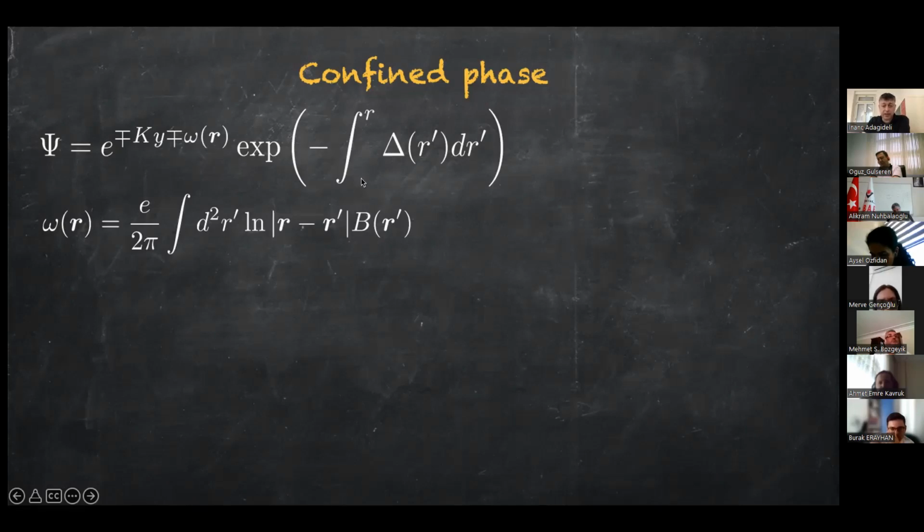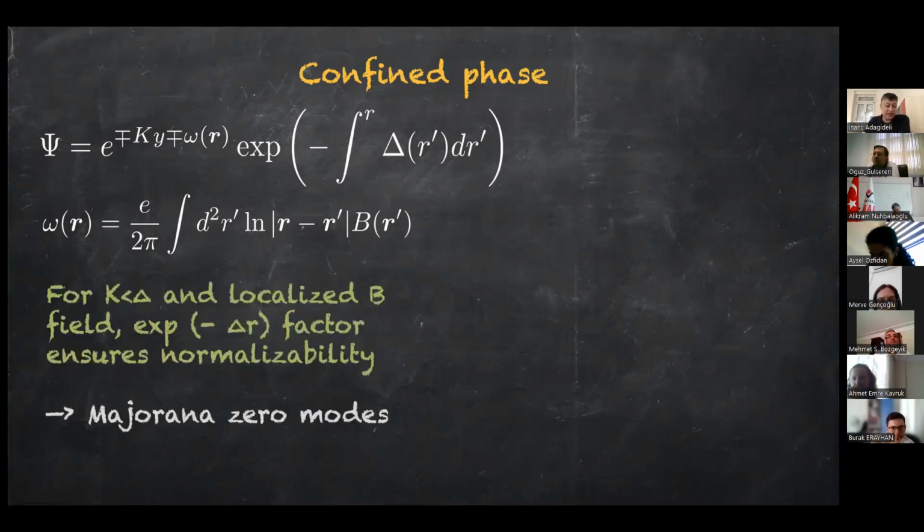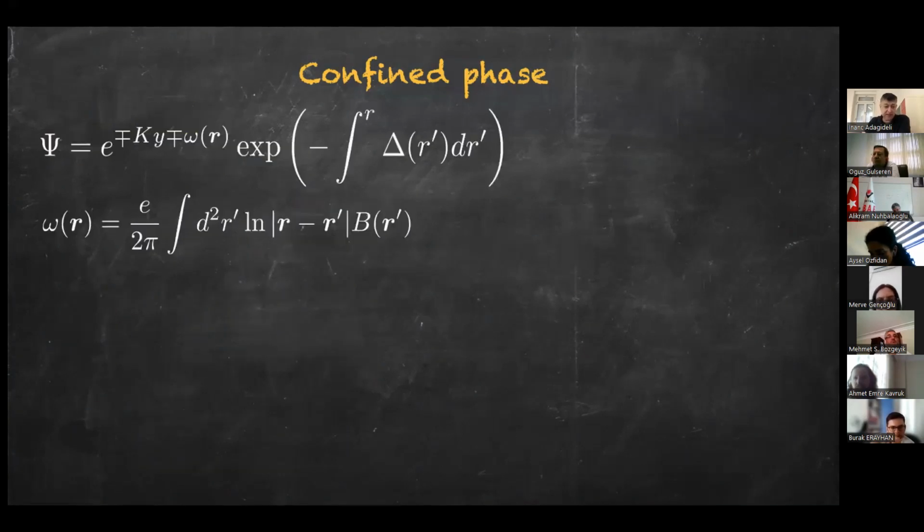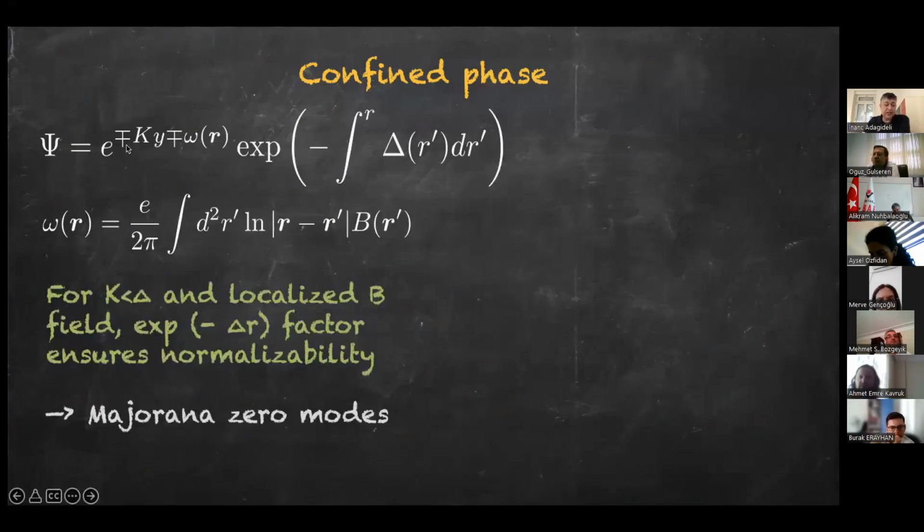And then you have this exponential of something which is localized, the pair potential, just a radial integral of the pair potential. The only thing that you do here, which is new in the confined phase, is the superflow. You can find out that the entire effect of the superflow is in this prefactor, plus or minus kappa y, which is really cool, because when kappa is less than delta, this keeps on being a very good wave function. You still have the Majorana zero modes localized, except that they're blown away by this kappa because of this exponential prefactor.